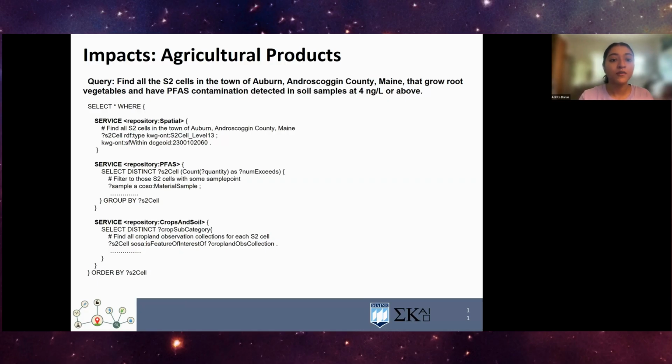In the spatial graph, we have all the spatial information about different locations. And in the PFAS graph, we have the sample points and the different kinds of sample materials that they are detected from, and also the PFAS-related information and the chemical information.